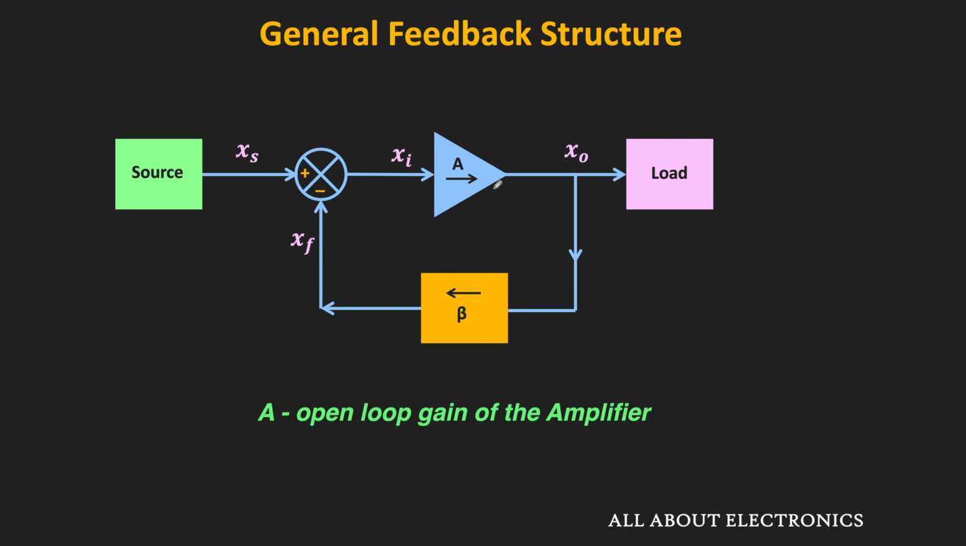Here, A represents the open loop gain of the amplifier and X0 represents the output of the amplifier. As you can see, this output signal goes to the load as well as the feedback network. Through the feedback network, a fraction of the output signal is sampled. Here, XF represents the feedback signal. Mathematically, we can say that XF is equal to beta times X0.